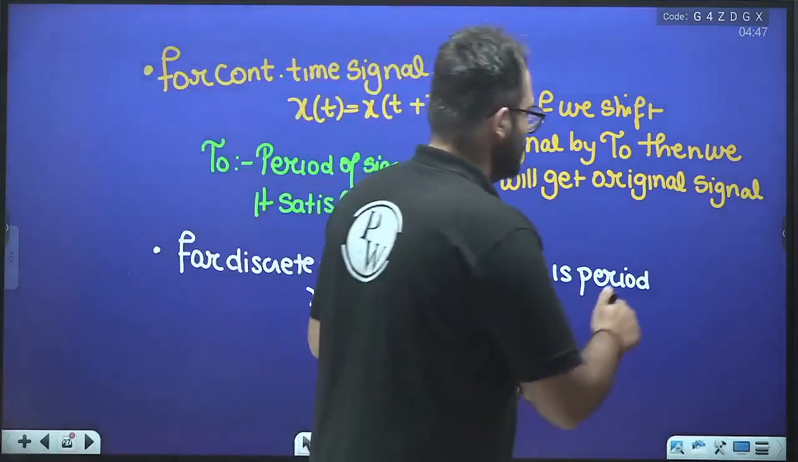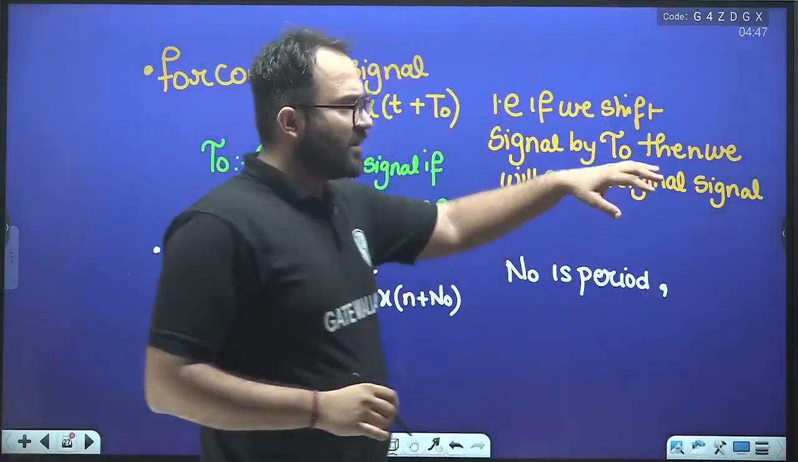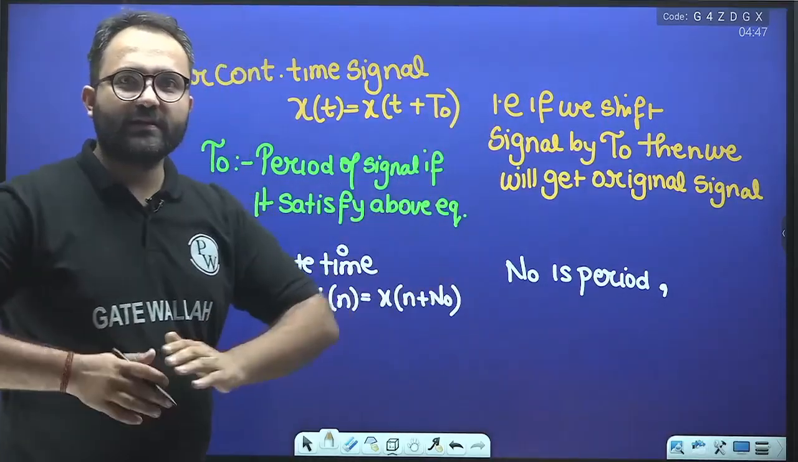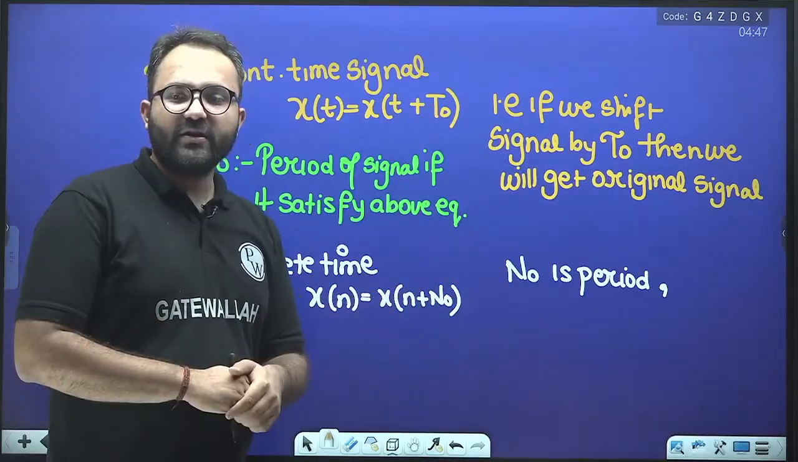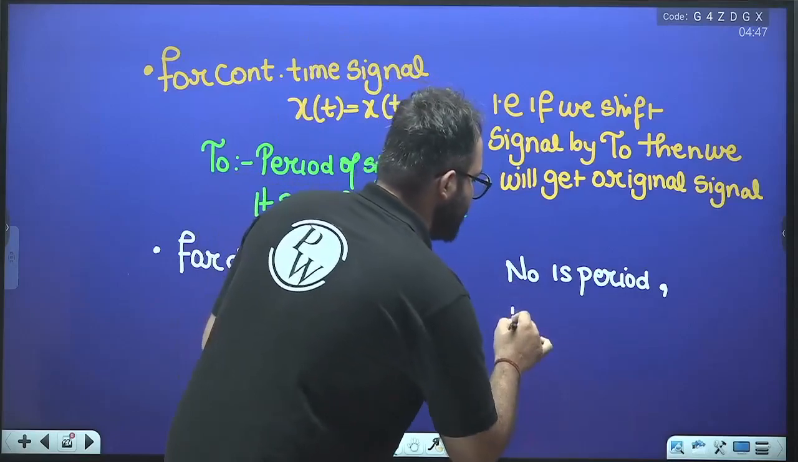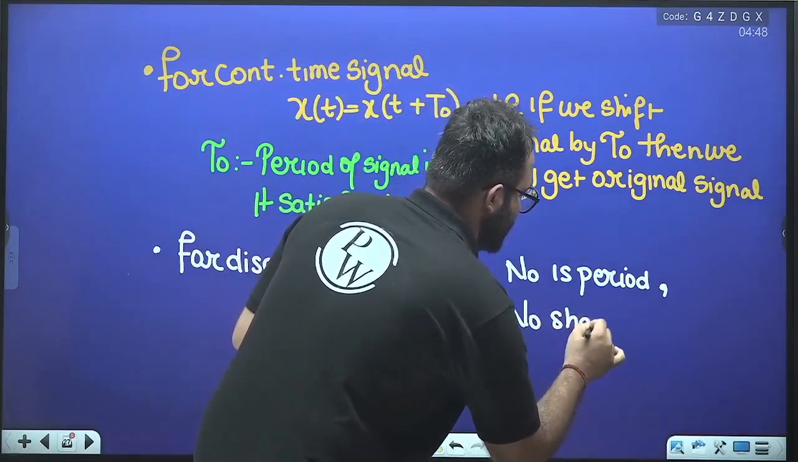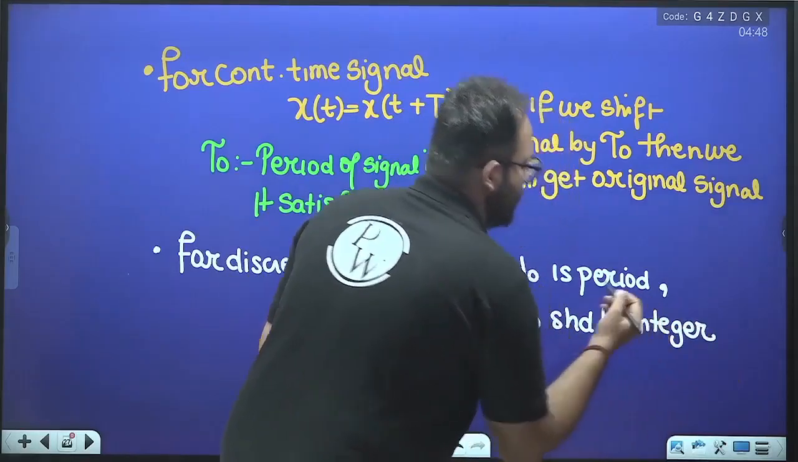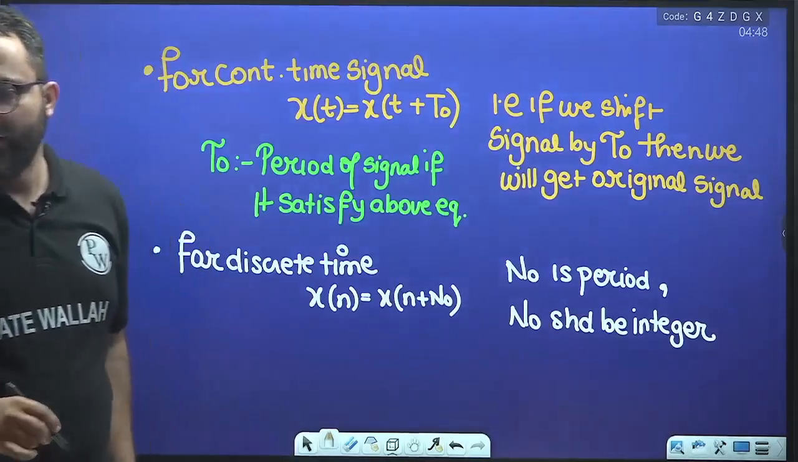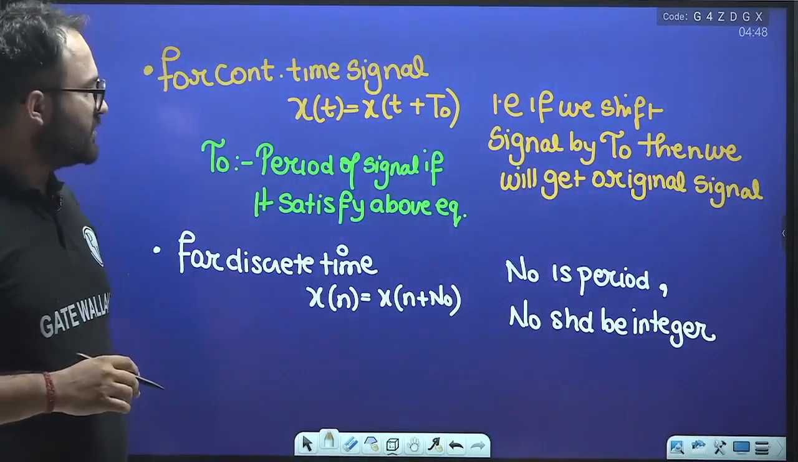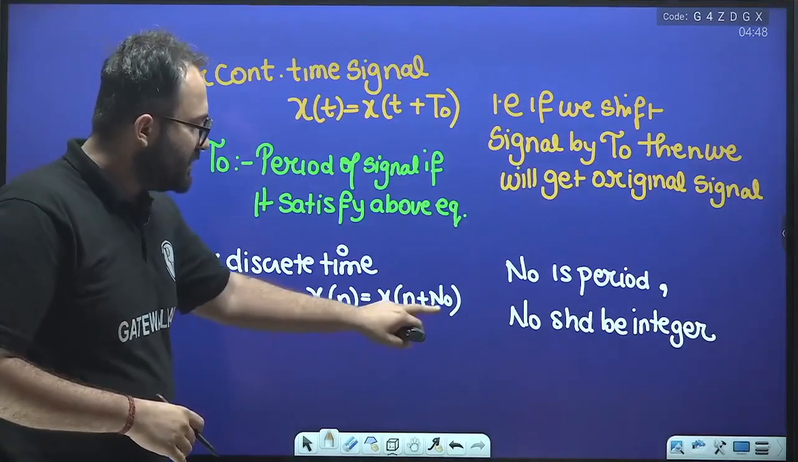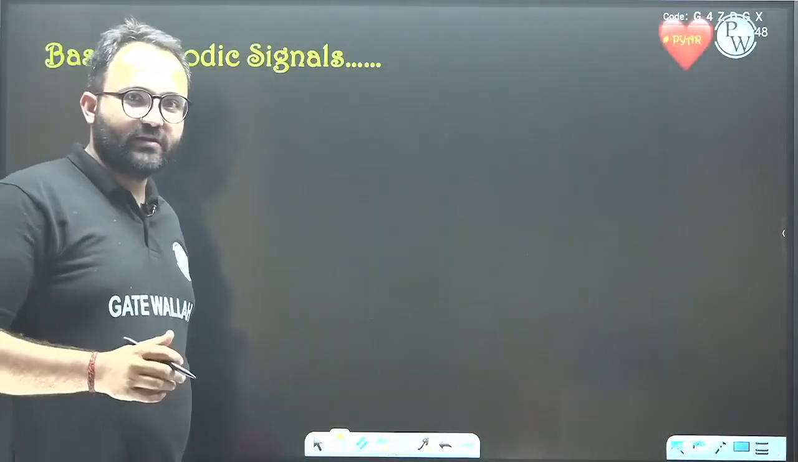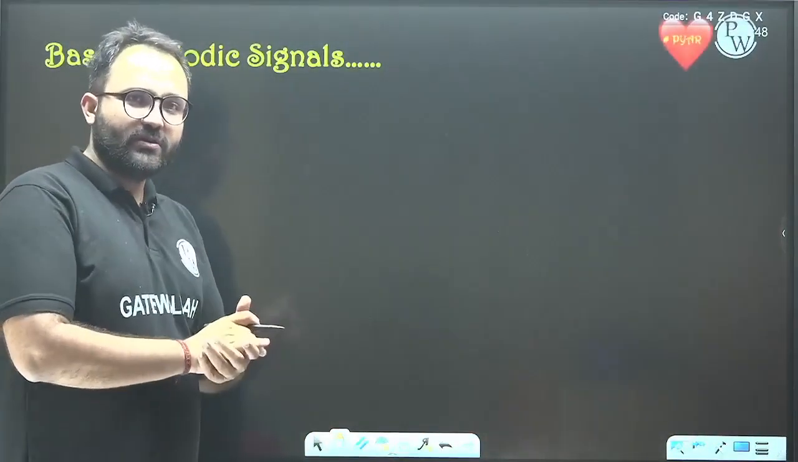Okay. But the same condition that is written above, that is, if you shift the signal by n naught and you are getting the same signal back, then n naught is the period, and the condition is n naught should be integer. Great. Now let's move on. These are the two very important equations for the periodic signal, and the condition on n naught is it should be integer. Now let's talk about the basic periodic signals of continuous domain as well as for the discrete domain.